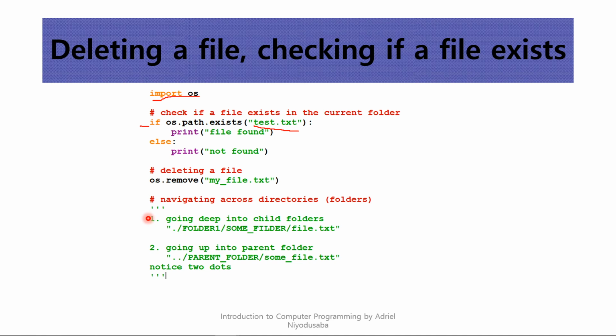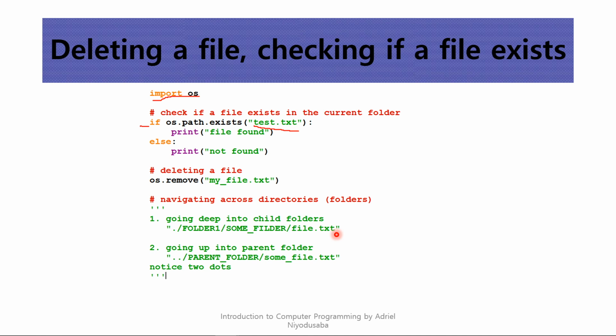For example, I'm in a folder. Inside the folder I'm working in, there is another folder called folder 1. Inside folder 1 there is some other folder, and inside that other folder is where my file is located. If I wanted to access this file, I basically need to write a dot backslash, and I write all the path to the file I want. So this will look all the way down to that file.